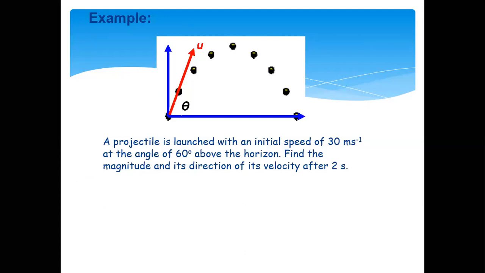The projectile is launched with an initial speed of 30 meters per second. It makes an angle of 60 degrees above the horizontal. Find the magnitude and direction of its velocity after 2 seconds.